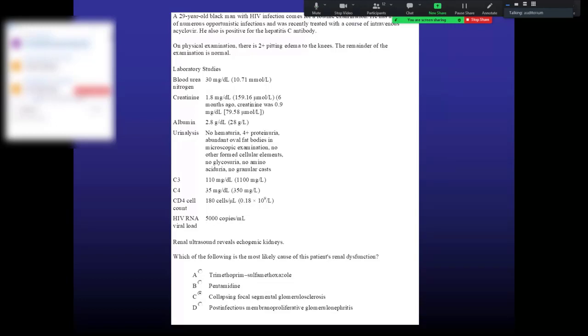So this is classic for HIVAN. You have someone with HIV that has a high viral load, low CD4 count, that presents with nephrotic syndrome. Interestingly, HIVAN's mostly reported in patients that have uncontrolled HIV. So if a patient has a negative viral load and is on antiretroviral therapy and doing very well and presents with nephrotic syndrome, don't ever assume it's HIVAN. You've got to biopsy the patient.